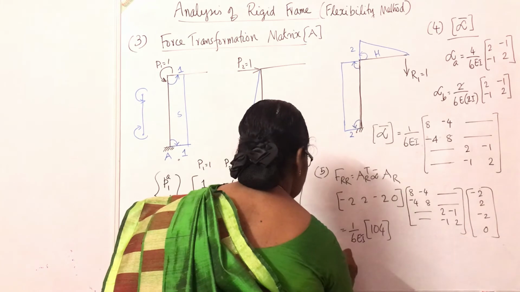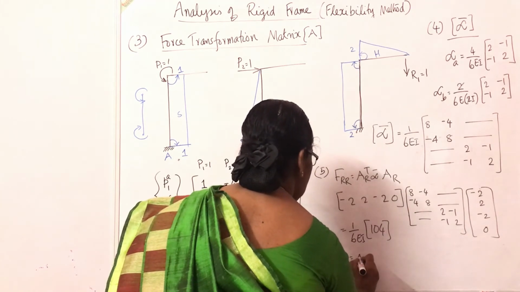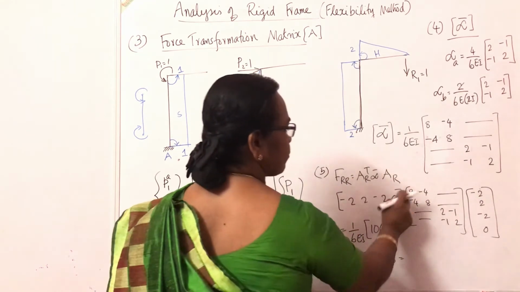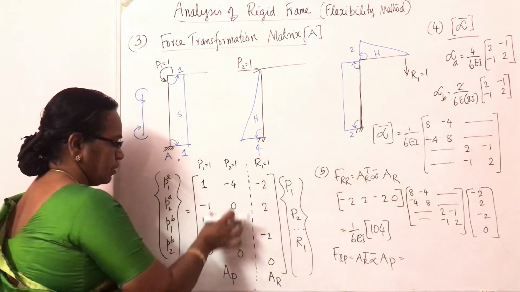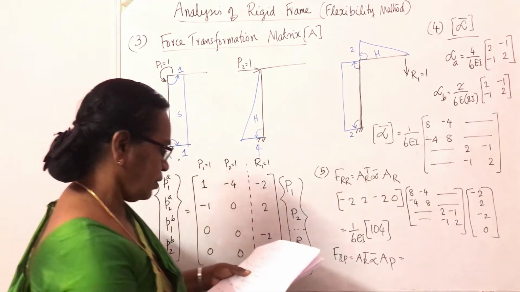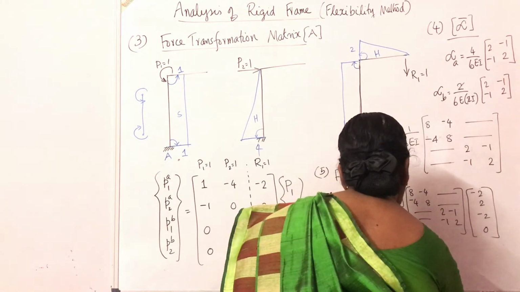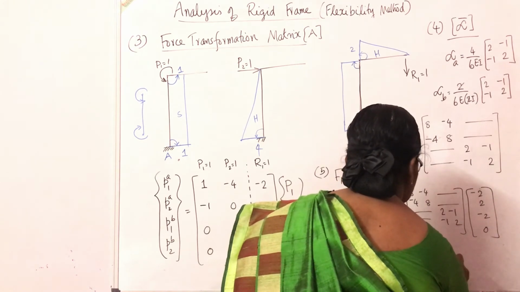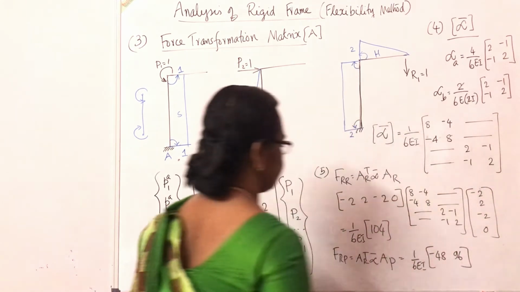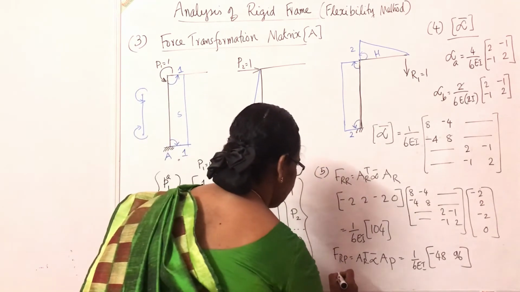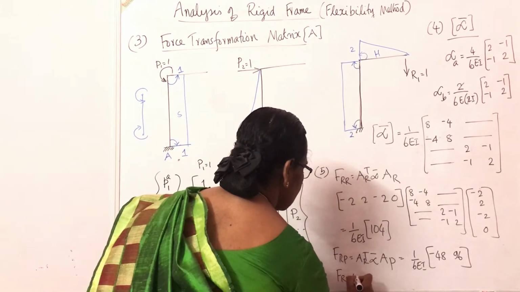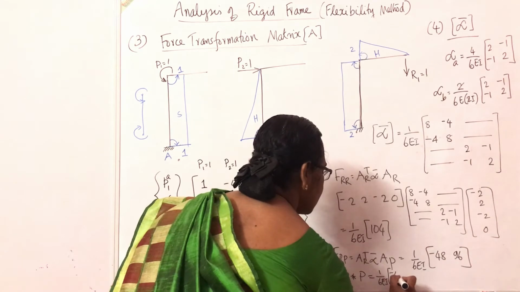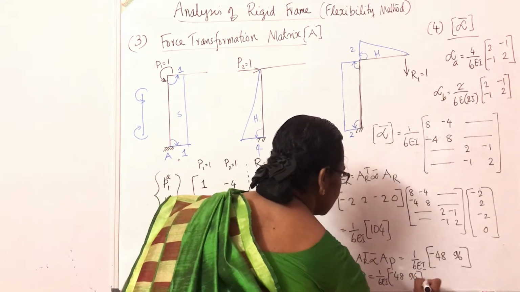Second step, FRP. FRP equals AR transpose alpha bar into AP. AR transpose alpha bar you can get from this and multiply with AP. A suffix P is a 4 by 2 matrix. So you'll get the answer as 1 by 6 EI minus 48, 96. Now this FRP into P will be 1 by 6 EI minus 48, 96 into P.